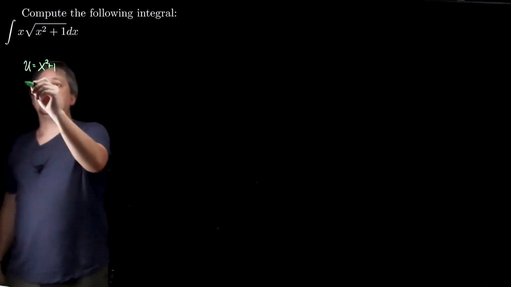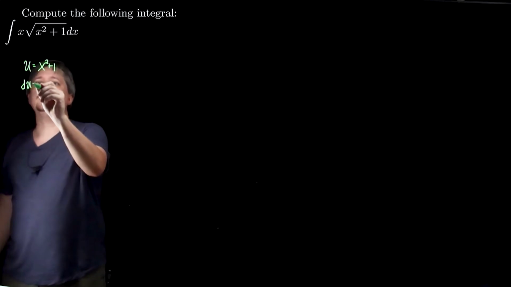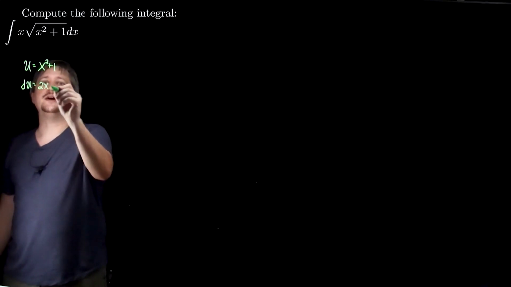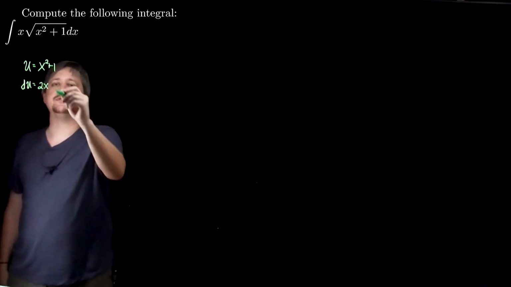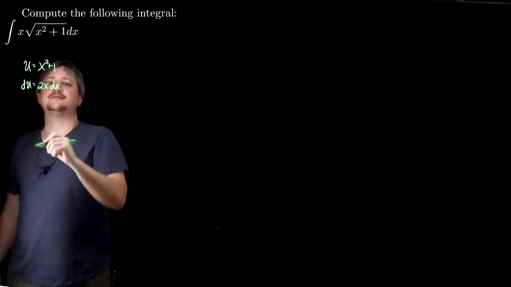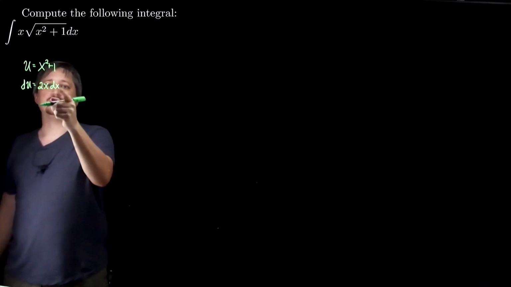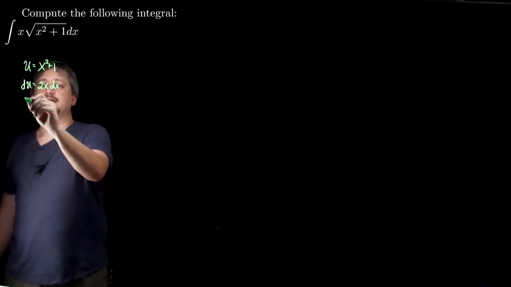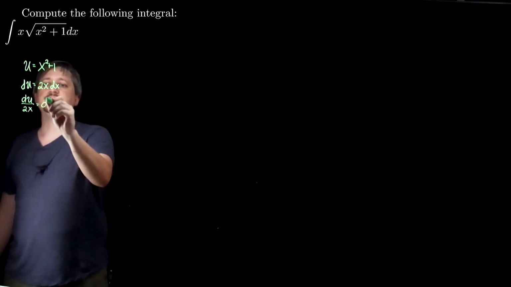Take the derivative of both sides. I'm going to get du, and this will be 2x, the plus 1, derivative of that's 0. So that's just going to be dx. And I can solve for the dx here. So I'm going to get du over 2x equals dx.